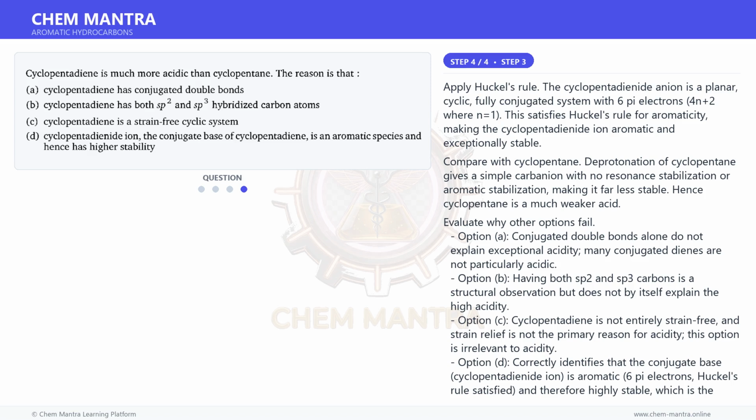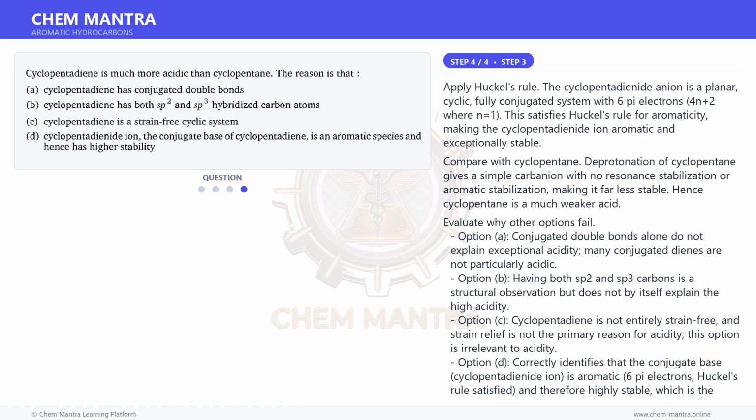And for the final step, apply Huckel's rule. The cyclopentadienide anion is a planar, cyclic, fully conjugated system with 6 pi electrons, 4n plus 2 where n is equal to 1. This satisfies Huckel's rule for aromaticity, making the cyclopentadienide ion aromatic and exceptionally stable.